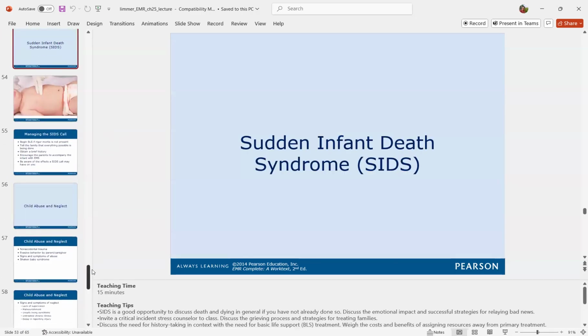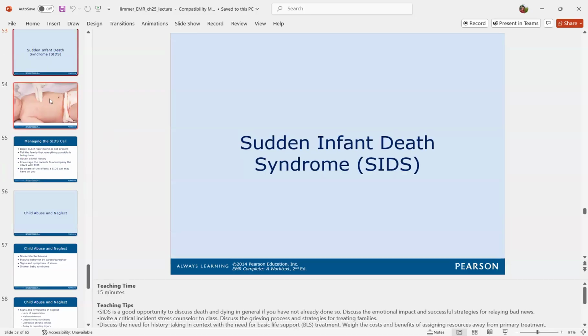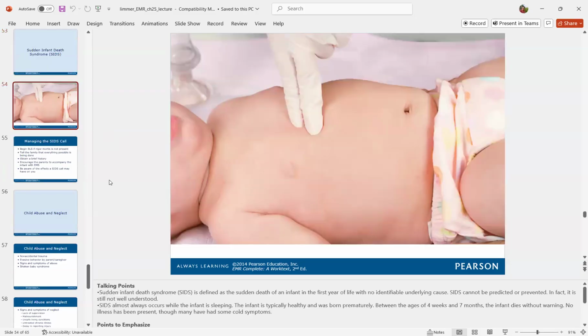All right, SIDS, sudden infant death syndrome. Sudden infant death syndrome is defined as the sudden death of an infant in the first year of life with no identifiable underlying cause. SIDS cannot be predicted or prevented. In fact, it's still not really well understood. They are getting to the point where it may be a suffocation type of deal.